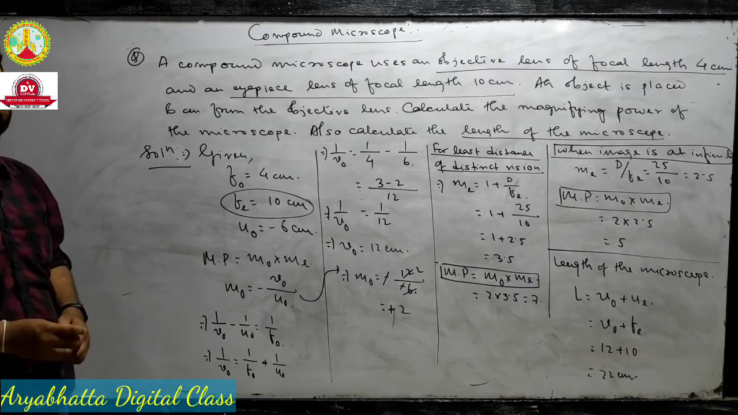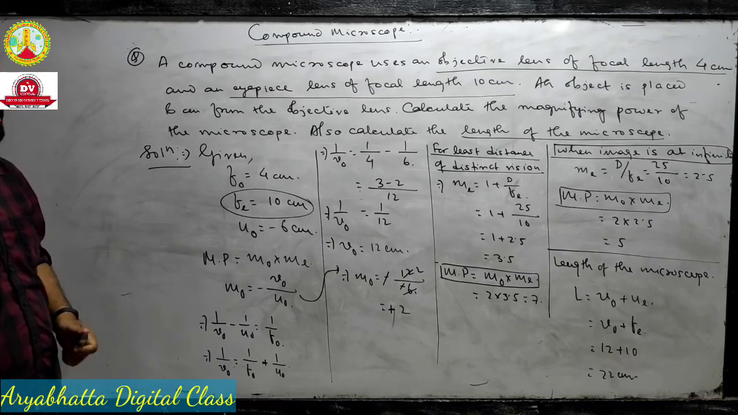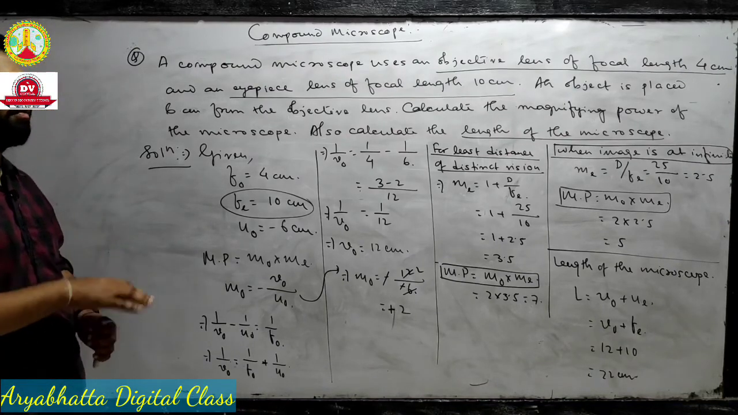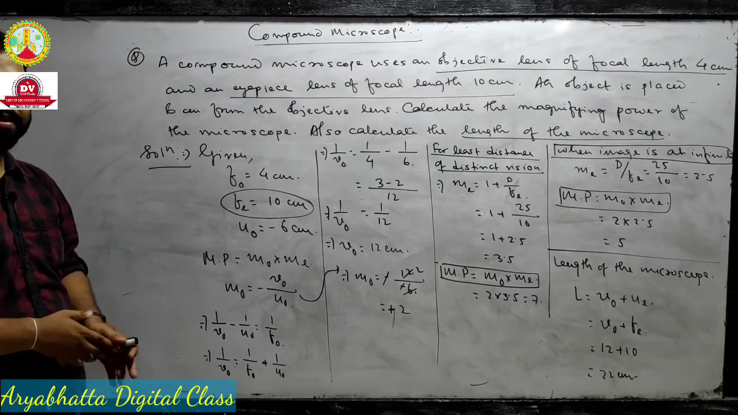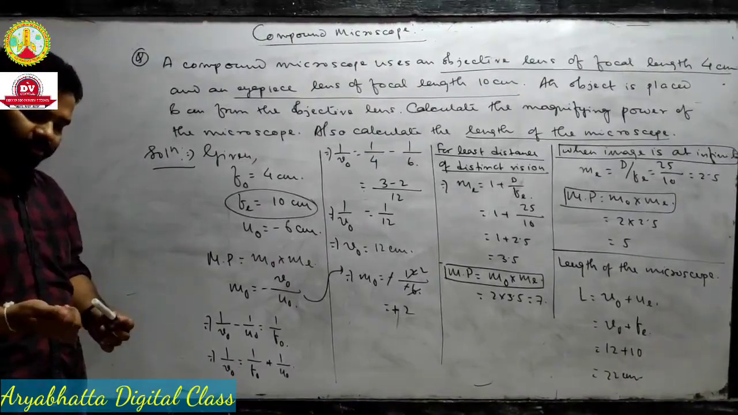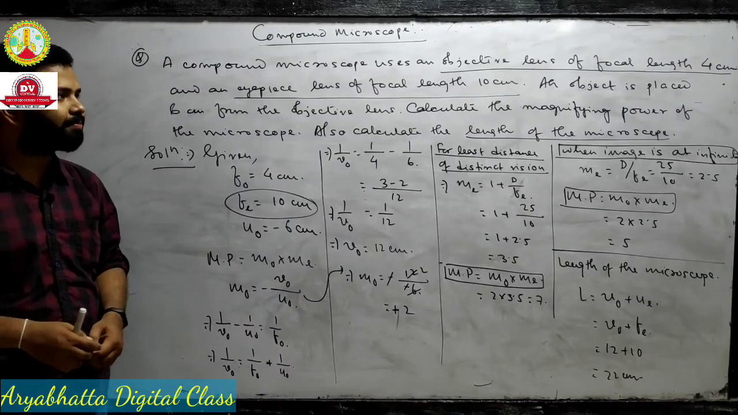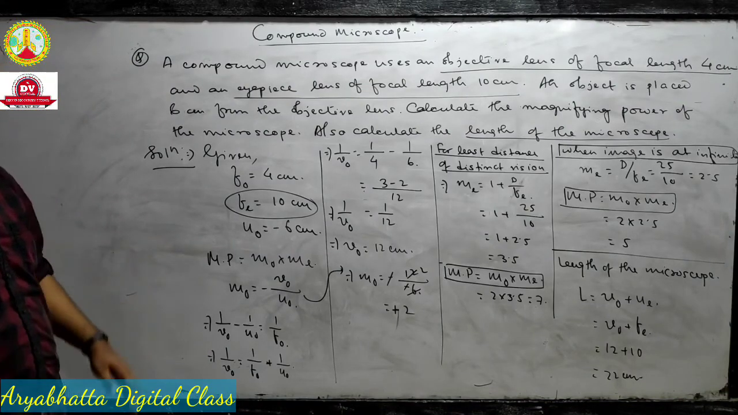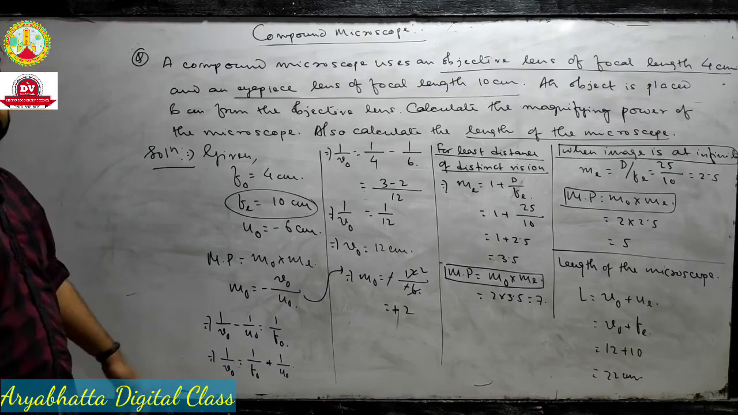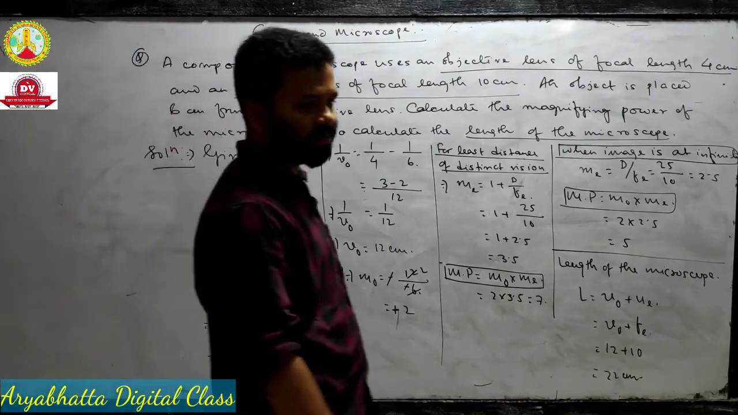We have provided some questions of this type in our assignment also. So you go through the assignment. There you will get problems from simple microscope as well as from compound microscope and from telescope also. Telescope we will do after some time. So try to solve the numericals, because numericals come from here, okay? So next class we will discuss telescope.